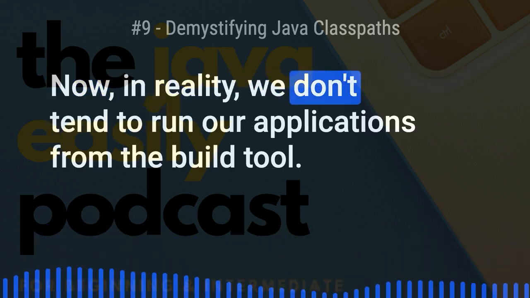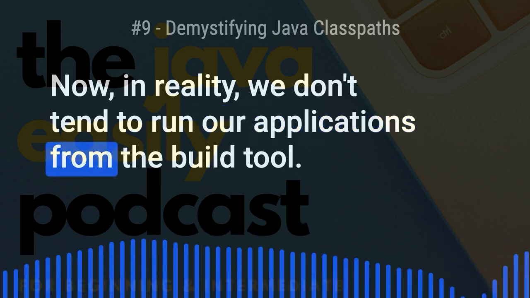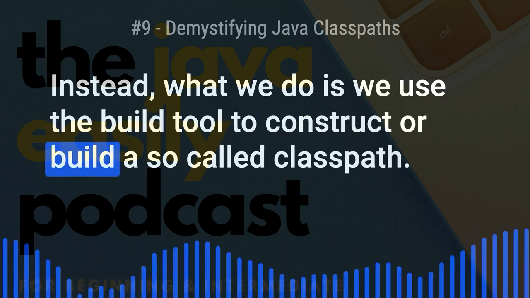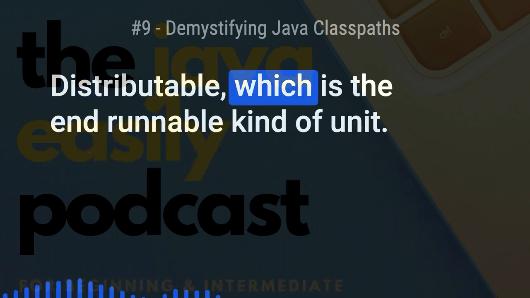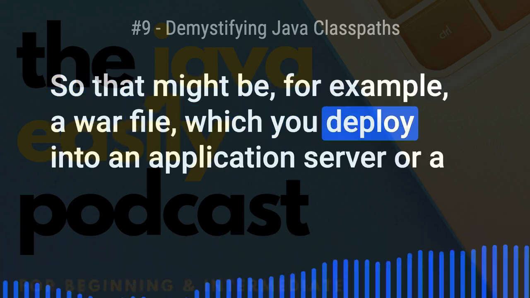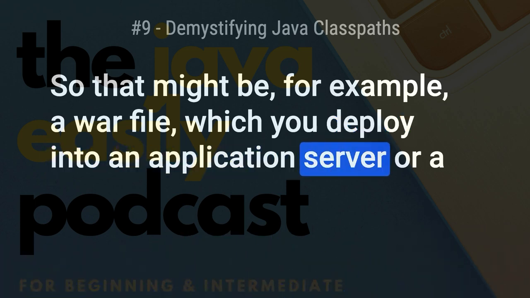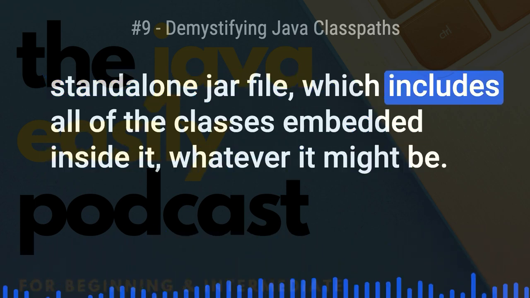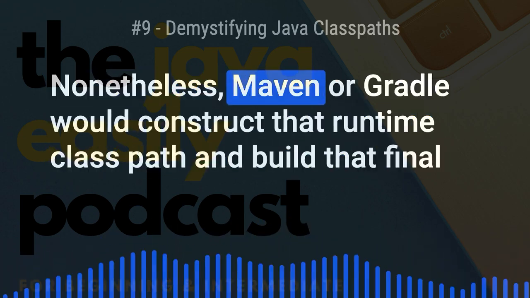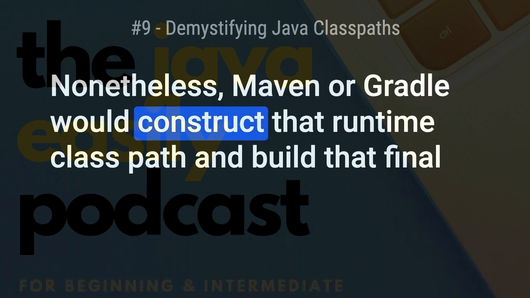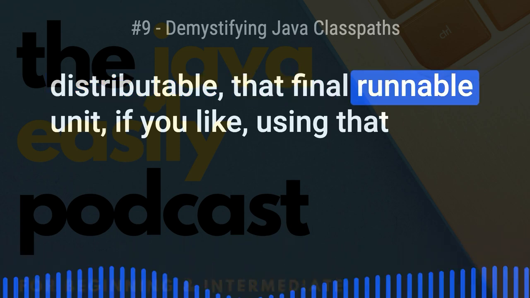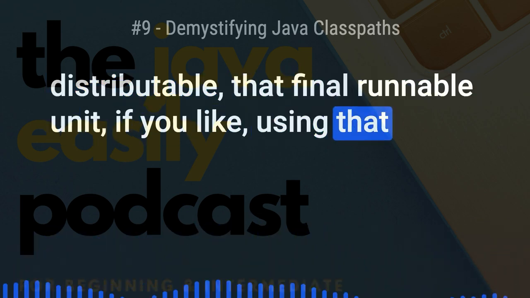Now, in reality, we don't tend to run our applications from the build tool. Instead, we use the build tool to construct or build a so-called distributable, which is the end runnable kind of unit. That might be, for example, a WAR file which you deploy into an application server, or a standalone jar file which includes all of the classes embedded inside it, whatever it might be. Nonetheless, Maven or Gradle would construct that runtime class path and build that final distributable, that final runnable unit, if you like, using that class path.